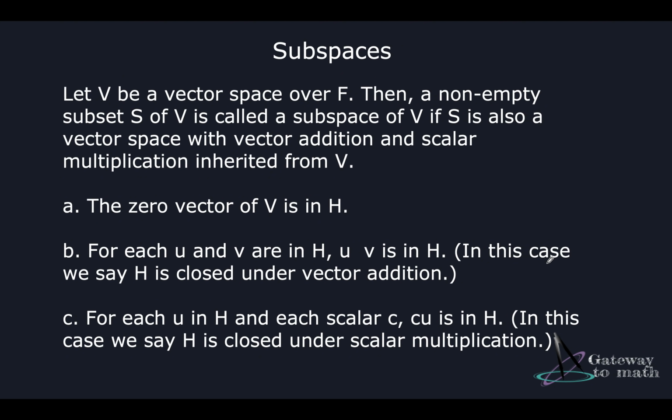Now subspaces. If V is a vector space over F, then a non-empty subset S of V is called a subspace of V if S is also a vector space with vector addition and scalar multiplication inherited from V. So we started from a field, and then we discussed that a vector space, denoted by V, is a set satisfying a few conditions, and it's created from the field.